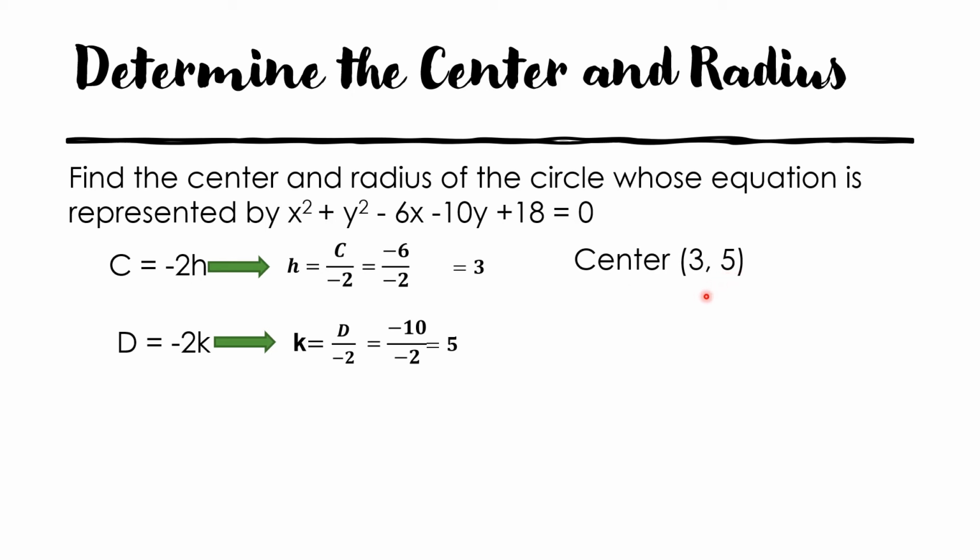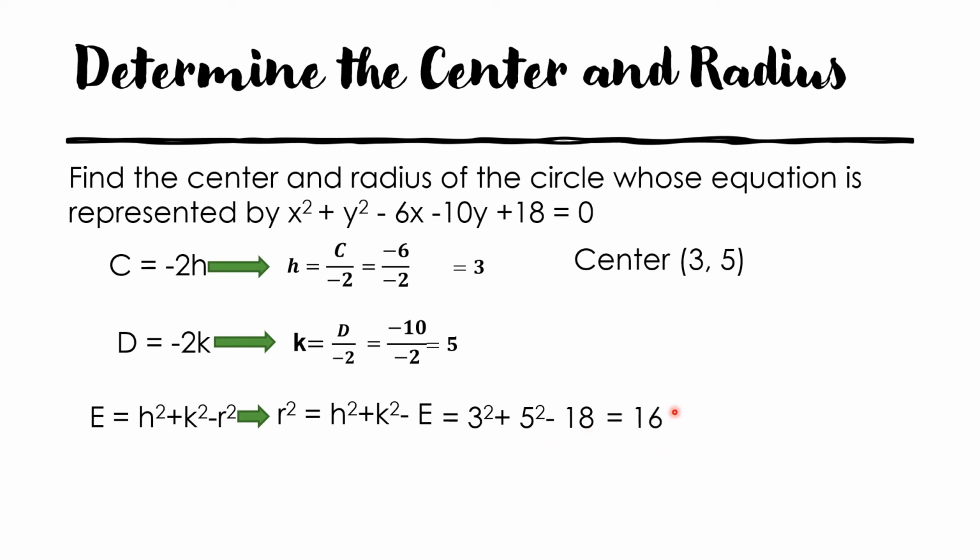Now, kailangan i-solve naman natin yung radius using the formula for e. Remember yung h squared plus k squared minus r squared kanina nung nag-expand tayo ay pinalitan natin siya ng letter e. So, to solve for r, we can derive r squared is equal to h squared plus k squared minus e from this equation. So, substitute natin yung na-solve natin na h and k and yung value ng e natin which is 18 dito sa equation na to. So, we have 3 squared plus 5 squared minus 18. 3 squared is 9, 5 squared is 25, minus 18, that is equal to 16.